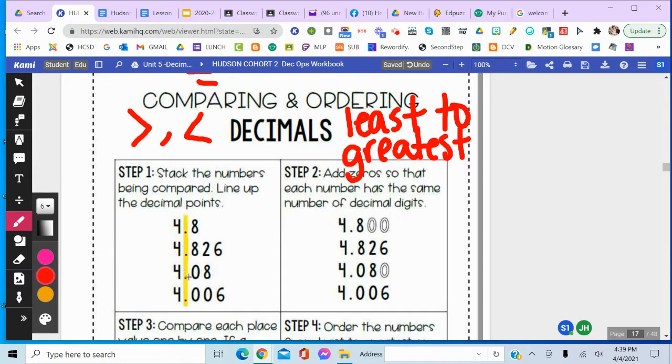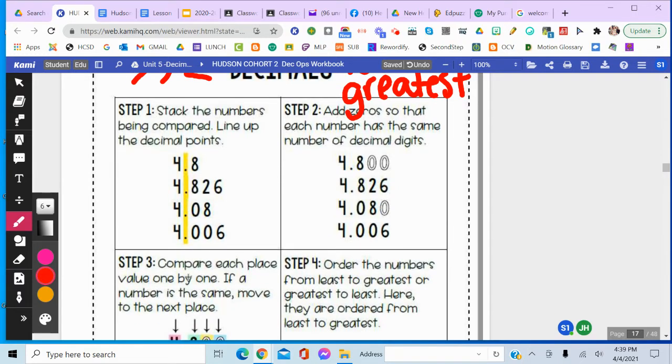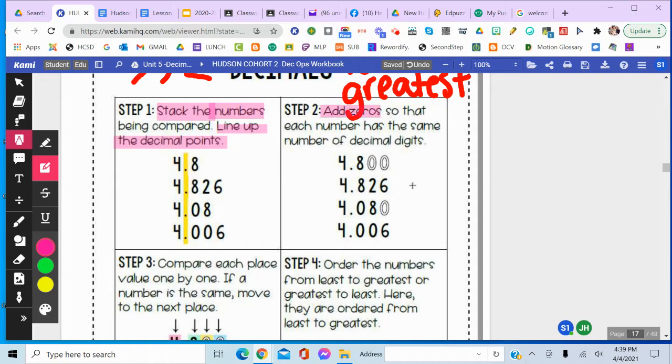So these are just some steps of what to do when you need to compare or order decimals. So take all your numbers and stack them, meaning that they're right one underneath the other, and line up the decimal points. So that's really the important part here, is that the decimal points are all in a line. And then what you do is add zeros so that all the numbers go to the same number of digits. So it makes it a lot easier for our brain to look at something that looks similar. So you can see these all now go to thousandths place instead of those holes over here where they didn't all go to the same place.